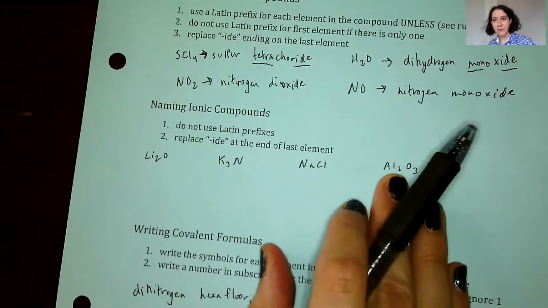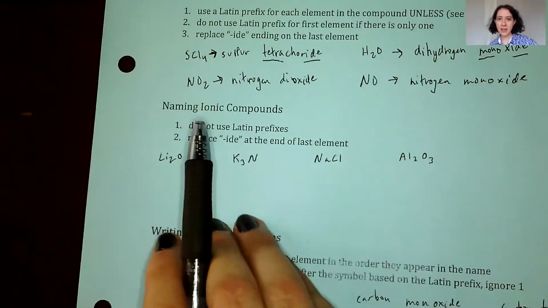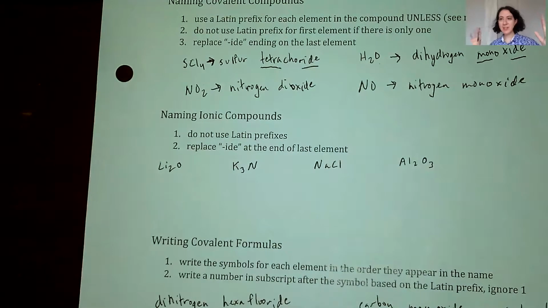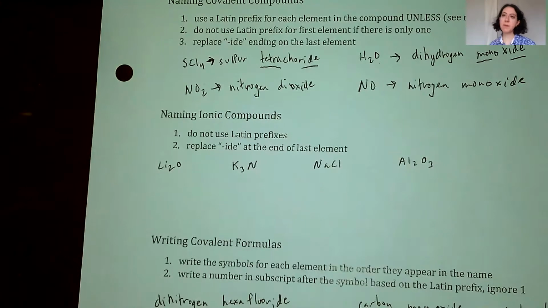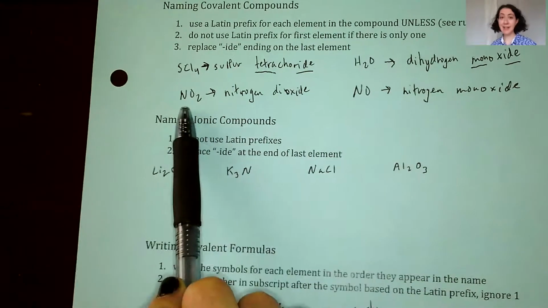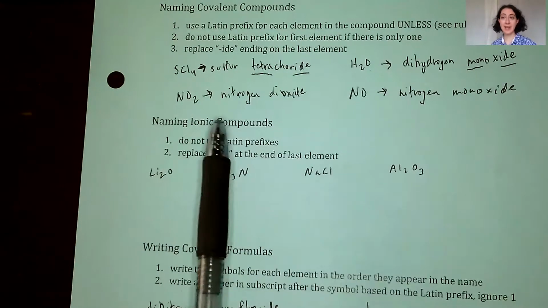At this point, if you haven't figured out, ionic compounds, when it comes to naming, is super easy, because for ionic compounds, there's only one possible formula. So if you combine lithium and oxygen together, it will always be Li2O every single time. That was not true for covalent molecules. If you remember, you could combine nitrogen and oxygen in 2 different ways.